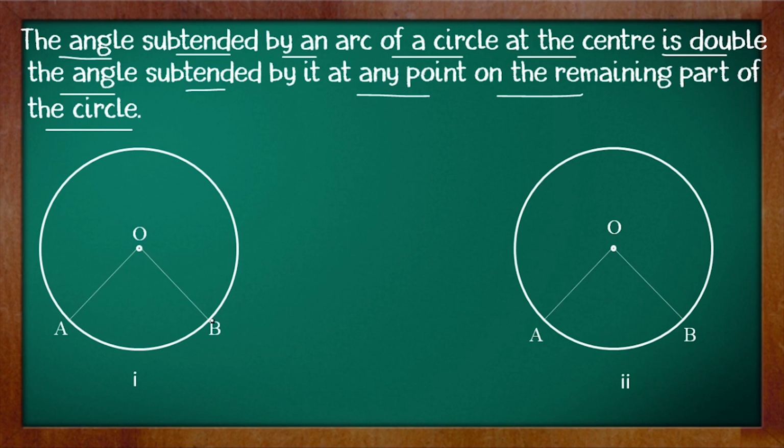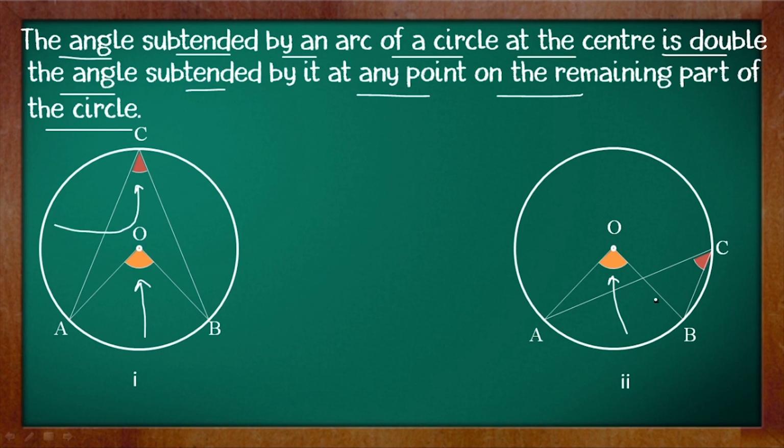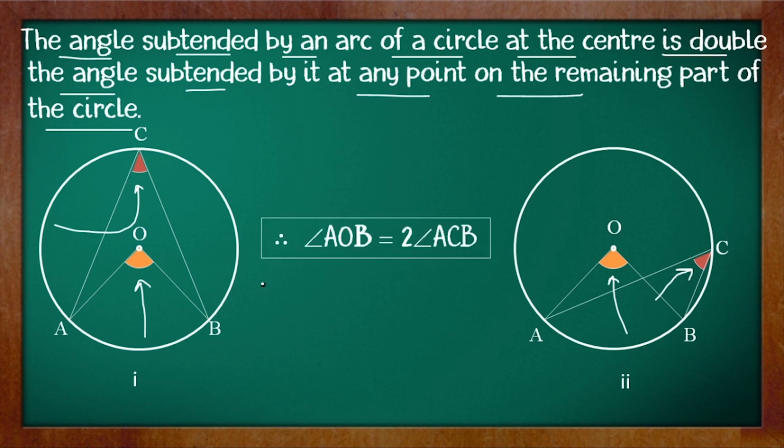In the remaining part, if we choose one point C and join A and B with C, we get an angle like this. This is the angle at the remaining part of the circle. Then the angle formed at the center will be double the angle at the remaining part of the circle. So we can write angle AOB, the angle at the center, is 2 times angle ACB, the angle at the remaining part of the circle.